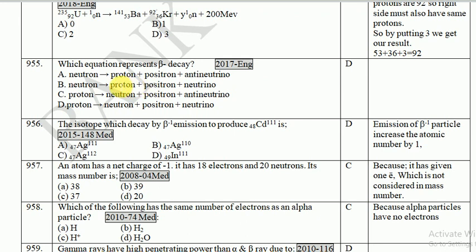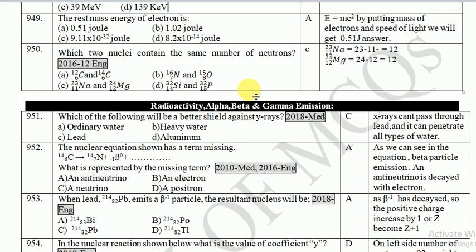So the options are: neutron made proton, positron and antineutrino; neutron from proton, positron, neutrino; proton from neutron and positron and antineutrino; neutron, positron and neutrino. So we know that a proton always decays into a neutron and positron. And whenever a positron is produced, a neutrino will be formed with it. In case this were an electron, then it will be an anti-neutrino. So an anti-neutrino with an electron is our fast MCQ trick in this case.